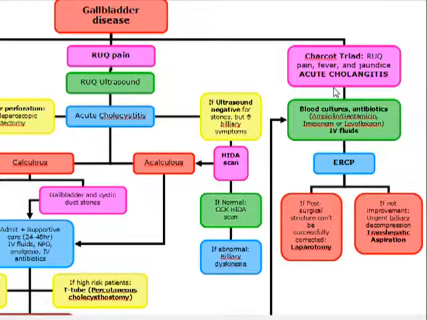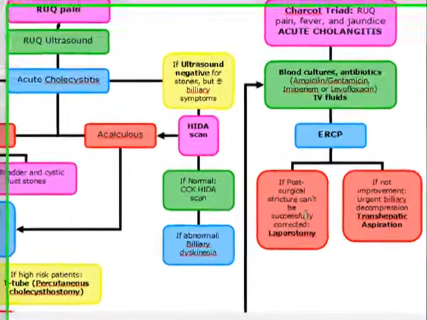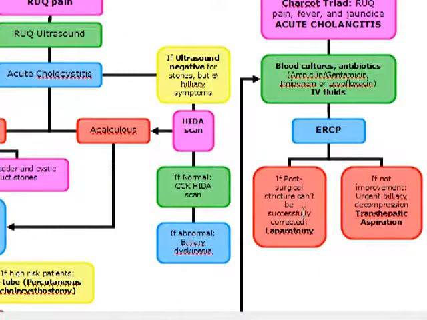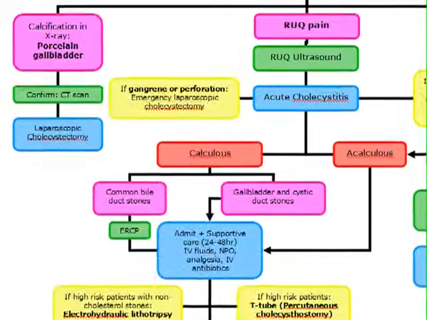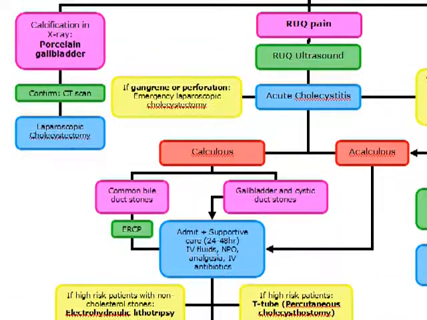This is going to be much worse than cholecystitis. So you're going to have to do emergency decompression of the common bile duct, and this is going to save their life, okay? And you're going to do this via ERCP. If it can't be successfully corrected, you're going to be going to a laparotomy. And if there's no improvement after the urgent biliary decompression, you're going to do a transhepatic aspiration. And this pretty much covers everything you need to know on cholecystitis and cholangitis.